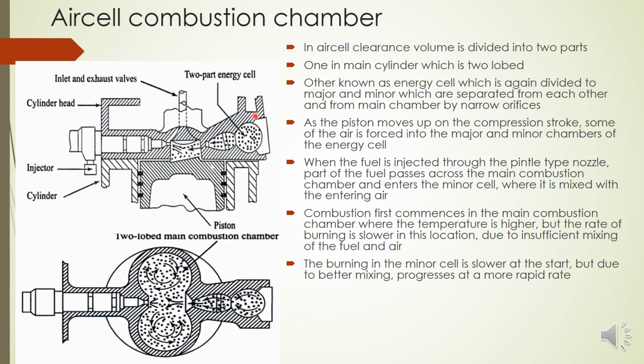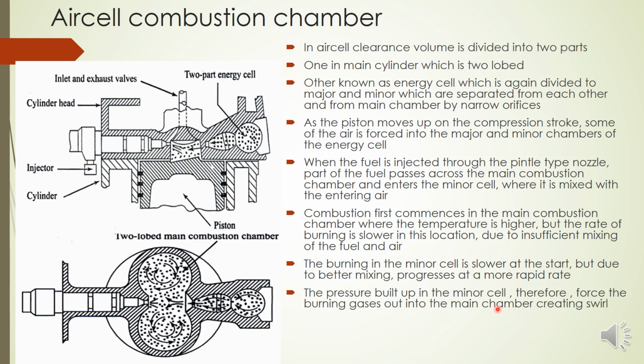So the swirl generated in the major cell will help to increase the combustion in the minor cell, and the pressure build up in the minor cell forces the burning gas out into the main chamber. Once the combustion speeds up in the minor cell, the combustion products will be forced through the orifice, and that will create a swirl in the main cylinder. So we are using a combustion induced swirl with the help of the minor cell.